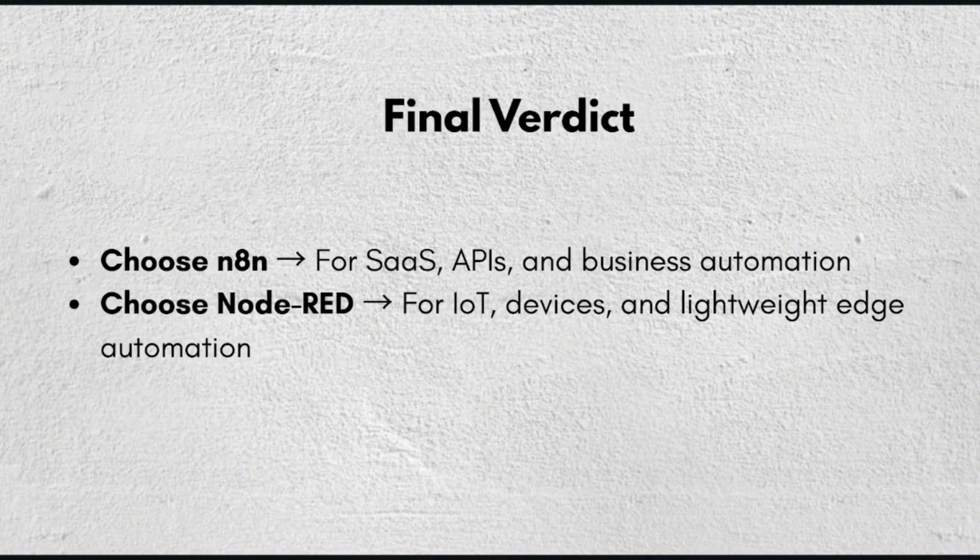Now for the final verdict: you can choose n8n for SaaS, APIs, and business automation, while you can also choose Node-RED for IoT, devices, and lightweight edge automation. So that's pretty much it.